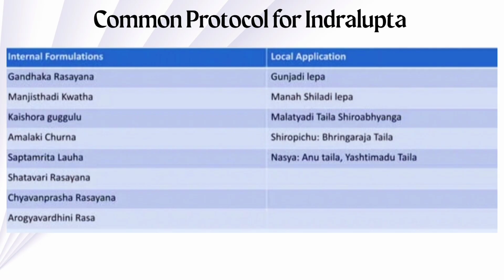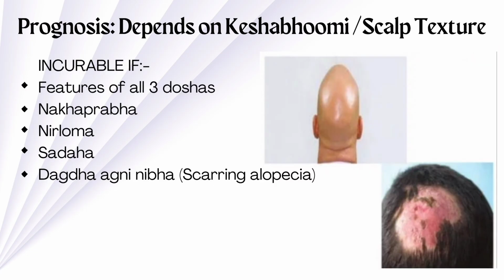Common protocol for Indralupta. For internal formulations like Gandhaka Rasayana, Manjishtadi Vati, Kaishora Guggulu, Amalaki Churna, Saptamrita Loha, Shatavari Rasayana, Chyavanaprasha Rasayana, Arogya Vardhini Rasa are administered. For local application, Gunjadi Lepa, Manashiladi Lepa, Malathyadi Lepa for Shiro Abhyanga, Bhringaraja Taila for Shiro Pichu, Anu Taila and Eranda Taila for Nasya are administered. Prognosis of Indralupta depends upon Kesha Bhumi or scalp structure.